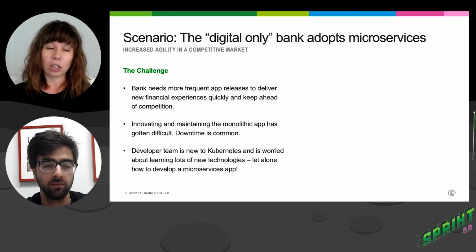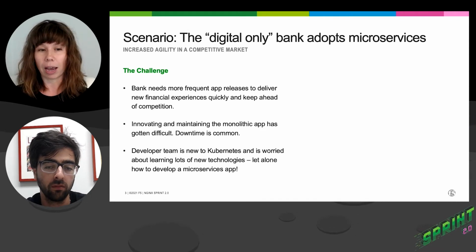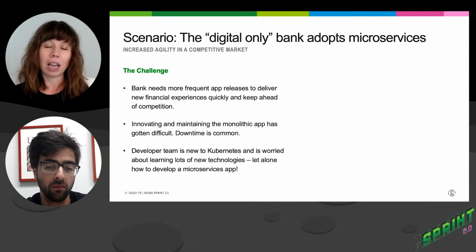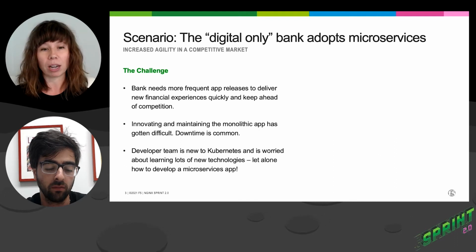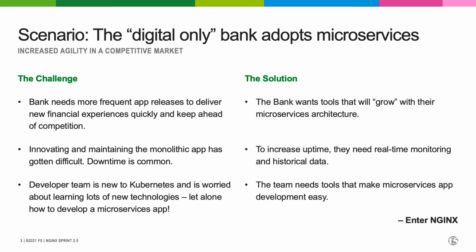And the other challenge being that developer teams with that company, they're used to developing monolithic apps and they're new to Kubernetes. And they might be a bit worried about learning the new technologies that come along with Kubernetes, never mind delivering and developing microservices apps. So what's the solution? Our digital-only bank is going to choose tools that will grow with their microservices architecture. So they'll help from those early days of just playing around and testing all the way to enterprise-grade production.